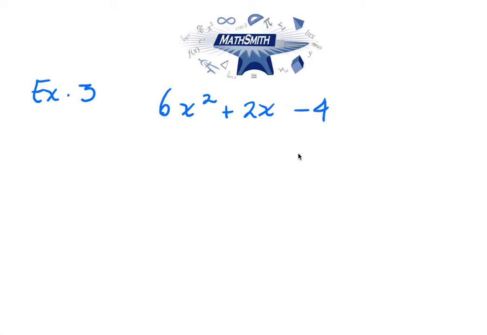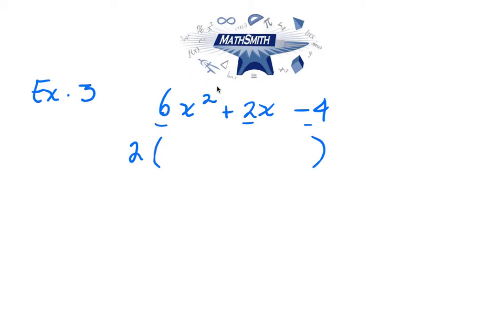All right, we're going to continue using the box method, but this is one of those examples where I can see that I do have a common factor in all three of these terms. So you want to take that out and do the box on what's left over. What is the greatest common factor between all three of these? It looks like it's a 2. So I'm going to factor a 2 out of each of these terms.